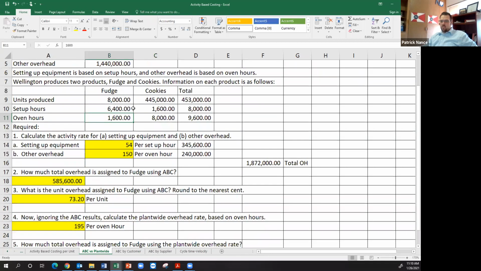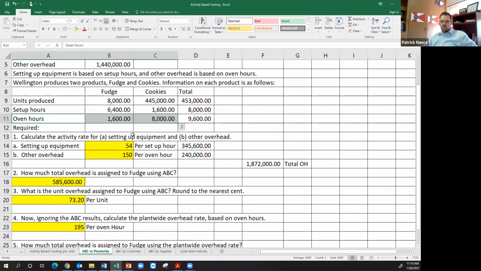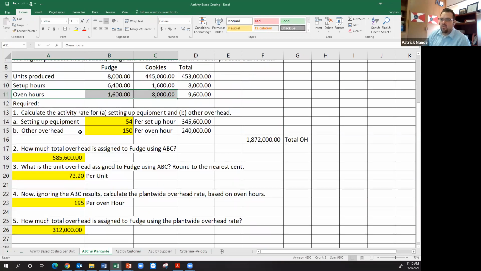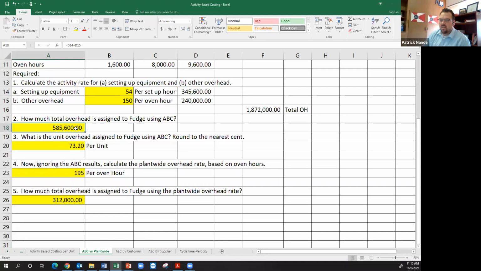So generally speaking, the more pieces and parts we break it down into, the more accurate we can be with our overhead allocation. So under ABC, I allocated 585,600, and under a plant-wide rate, I allocated only 312,000. The exact difference between the plant-wide allocation and the ABC allocation is 273,000, which is substantial.